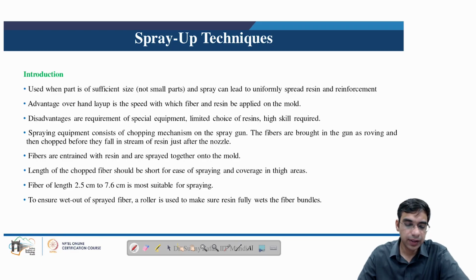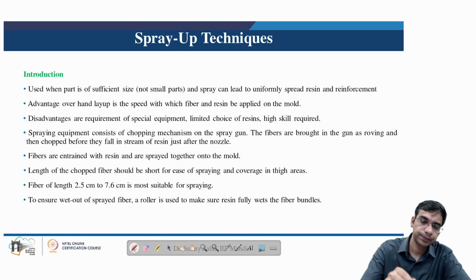Fibers are entrained with the resin and are sprayed together onto the mold, and the length of the chopped fiber should be short for easy spraying. Fiber of length 2.5 centimeters to 7.6 centimeters is most suitable for spraying, and sometimes fibers may not be used, and only the resin may be sprayed. Fibers may be pre-placed into the open mold. To ensure complete wet out of the sprayed fiber, a roller is used to ensure the resin fully wets the fiber bundles.